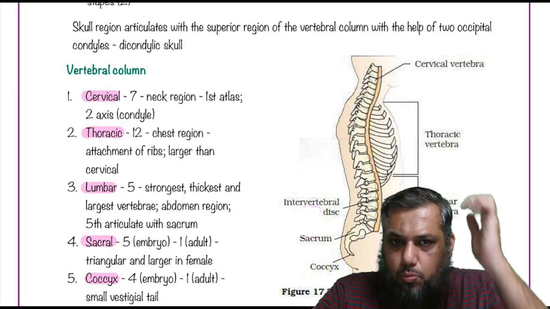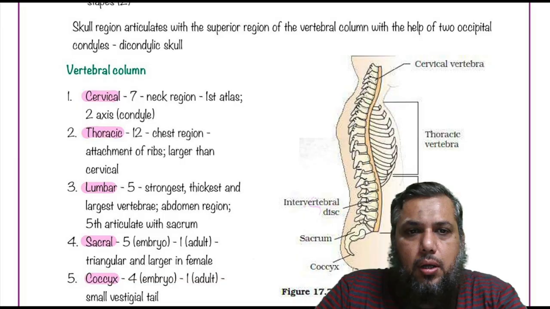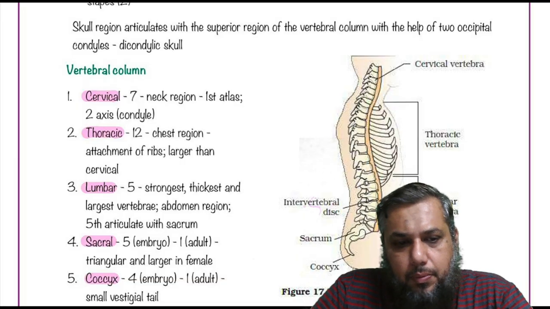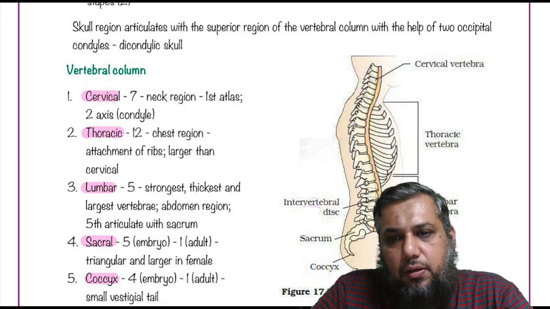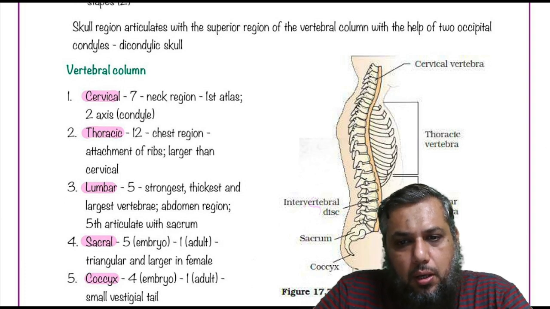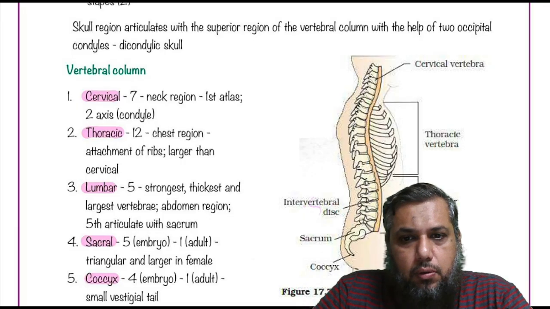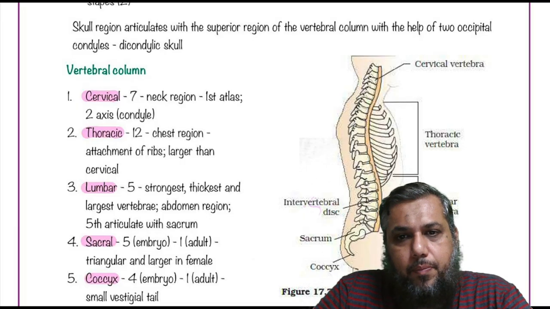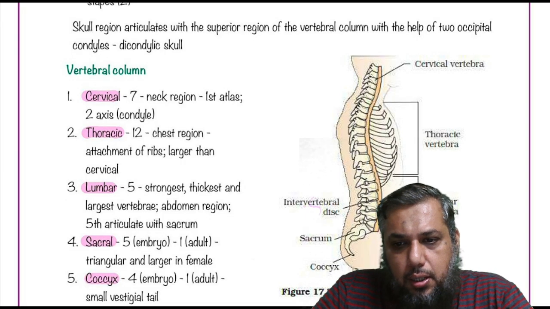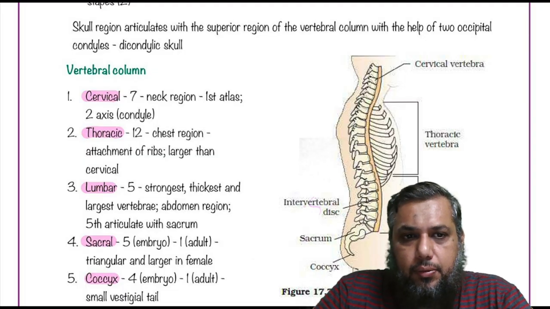The human skull, the occipital bone, has a foramen magnum, and on either side of the foramen magnum, there are two small outgrowths which are called the occipital condyles. That is why the human skull is called dicondylar.